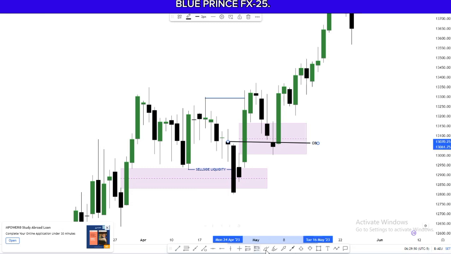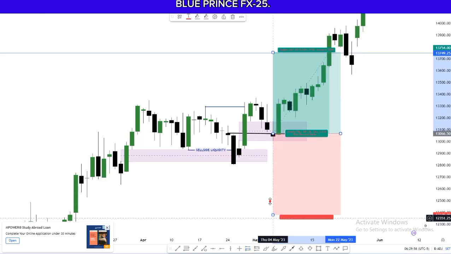So what you do is you take your buy position at the 50% or at the open of the order block, target whatever high you're targeting, and hide your stop loss below this protected low.